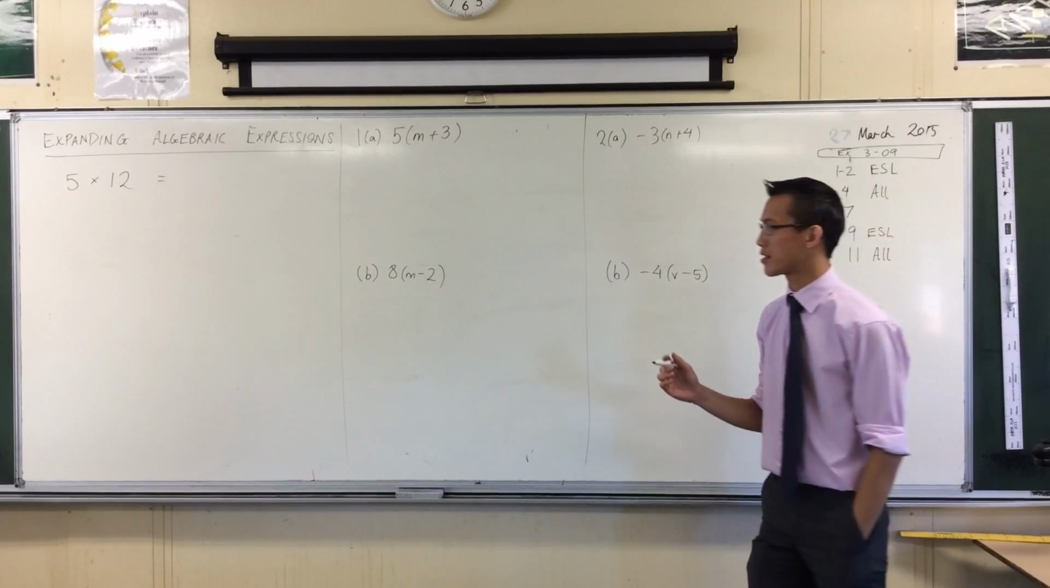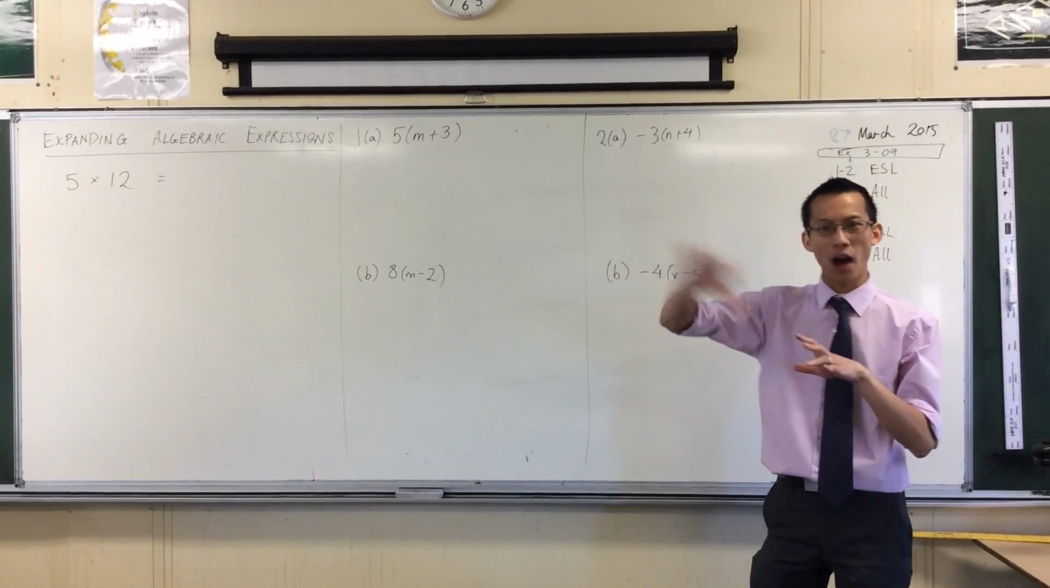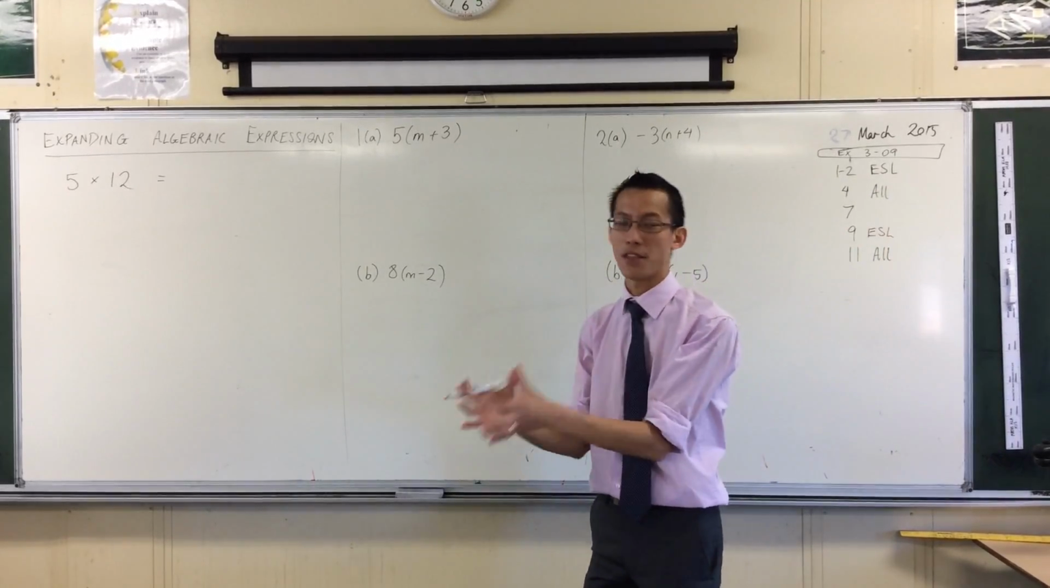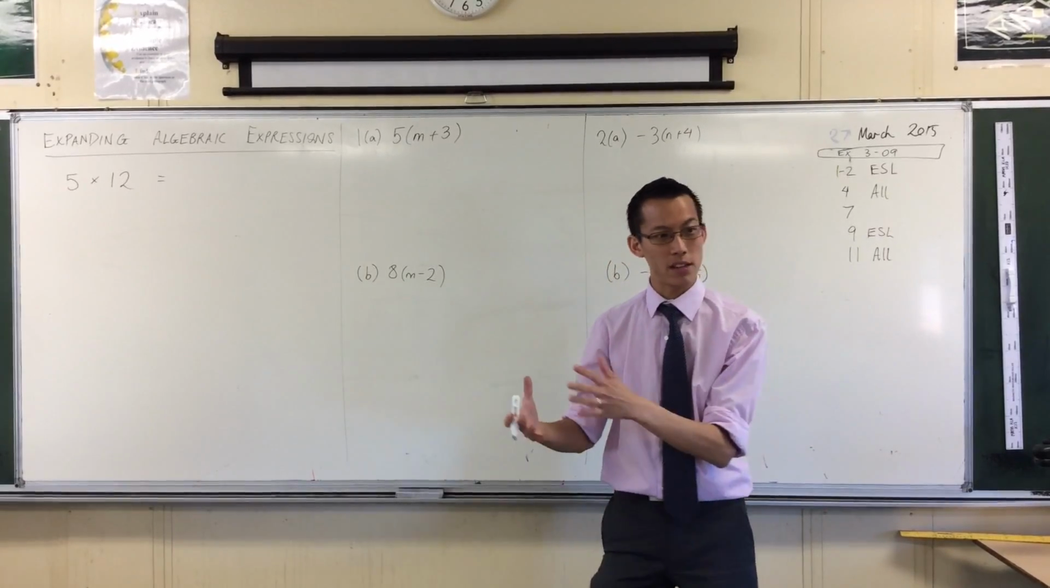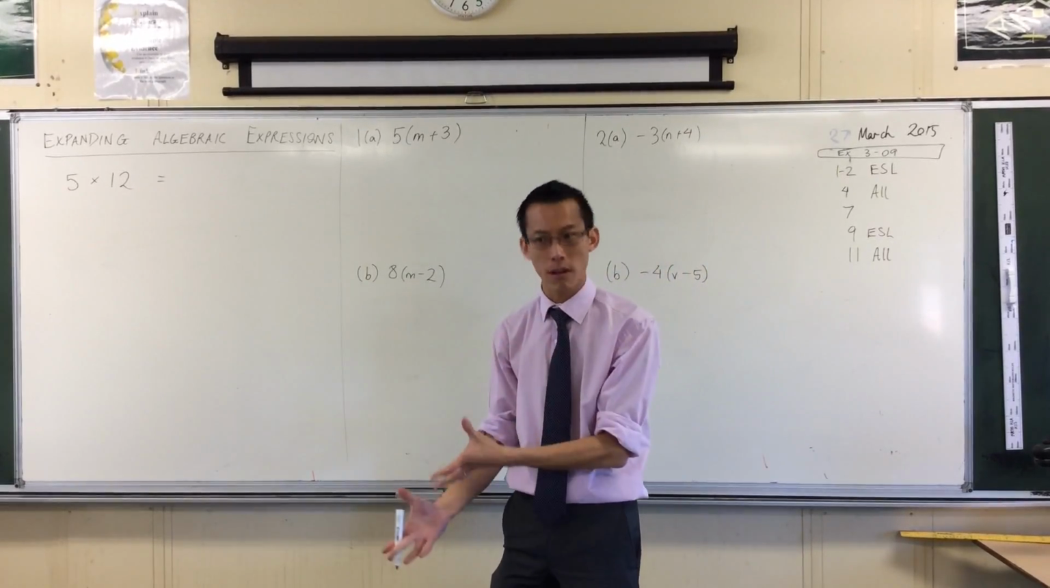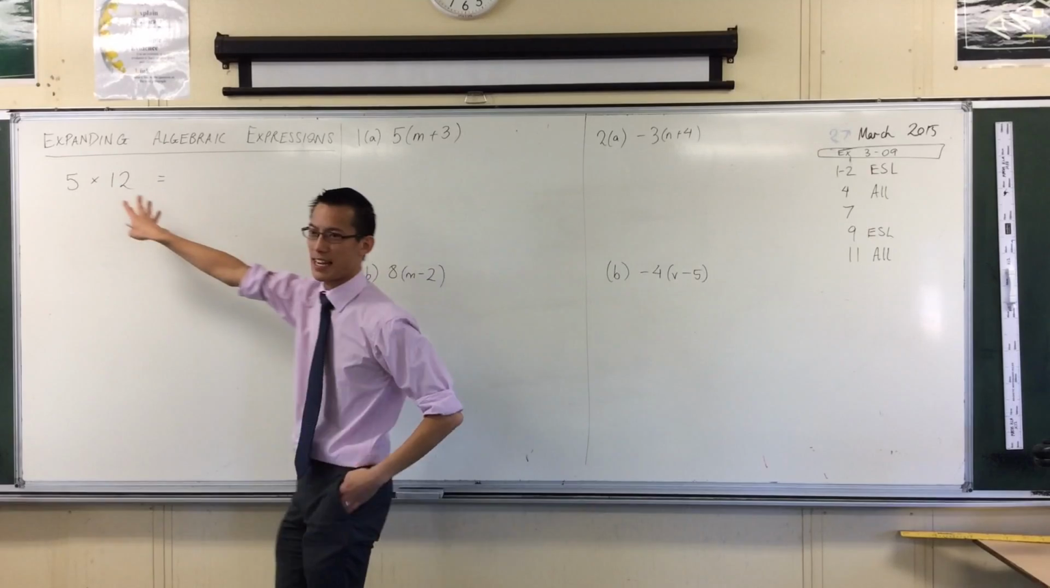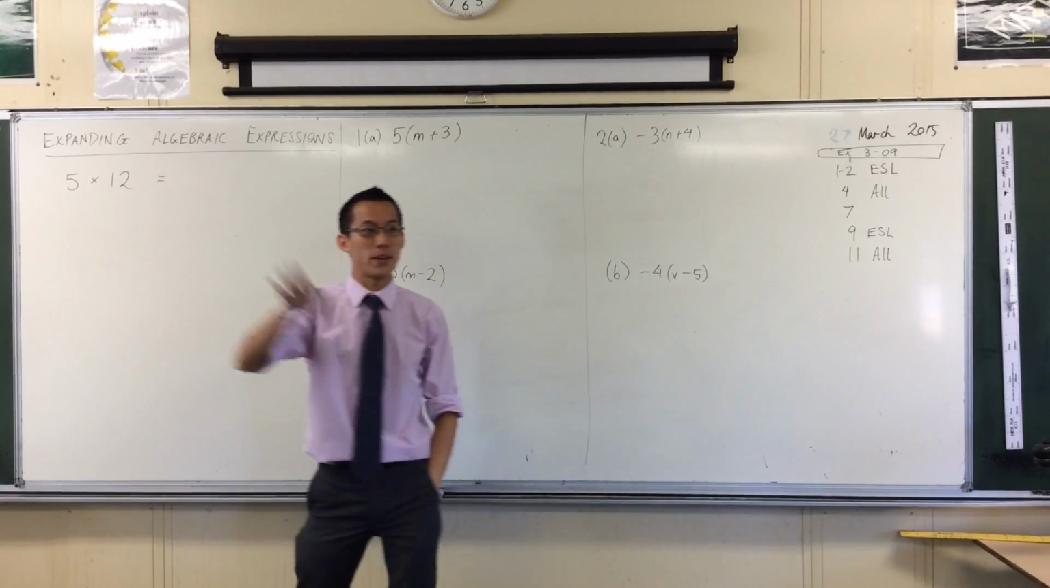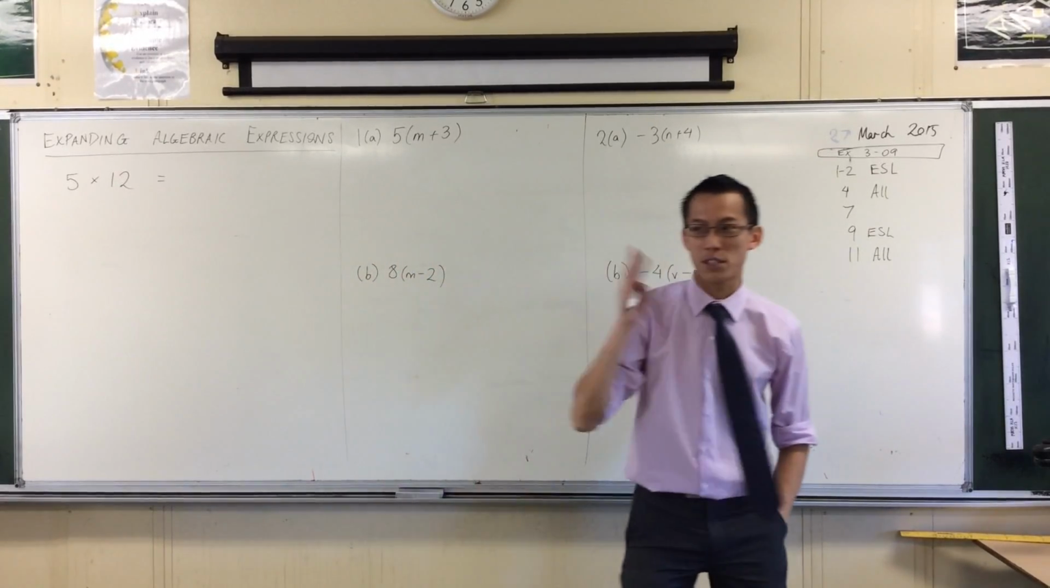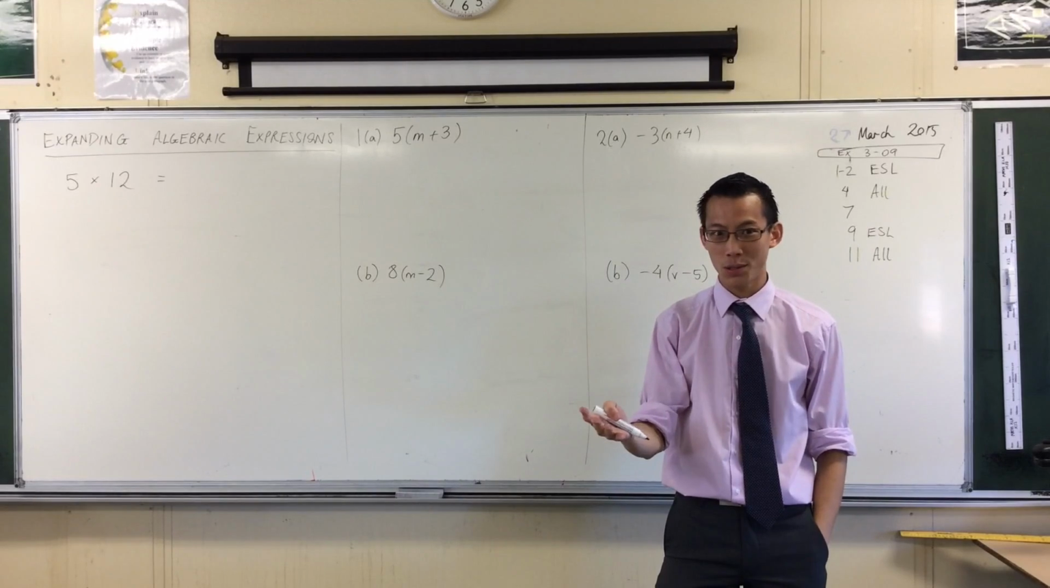So often in maths, the bridge, the path to know something, learn something that you don't understand yet, is to compare it to something that you do know, that you do understand. So that's why I'm beginning here, because this is something that we can all do. 5 times 12, what's 5 times 12 equal to?